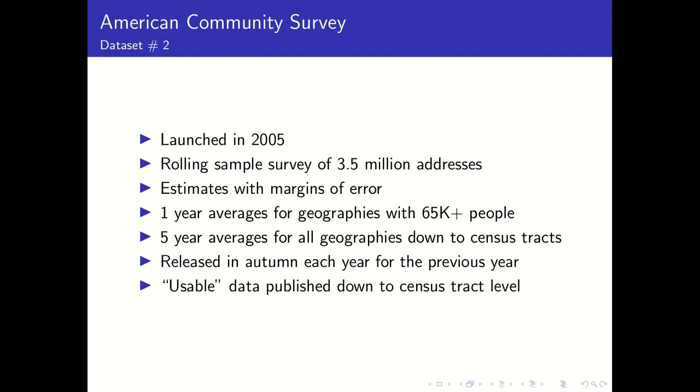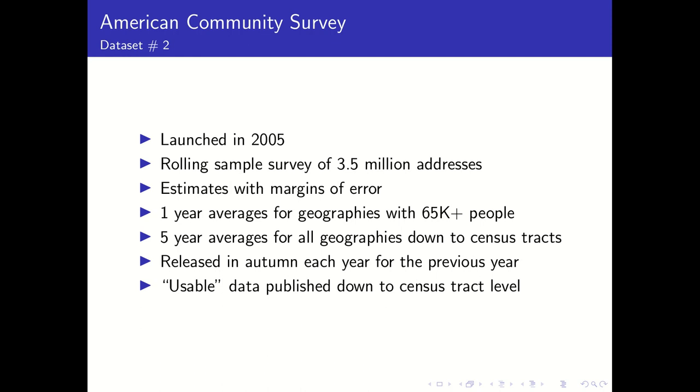There are two different series that are released. A one-year average is released for all geographies, or all places in the United States, regardless of what kind of place it is, that has at least 65,000 people or more. For any areas that are smaller than that, the Census Bureau publishes a 5-year average for all geographies down to the census tract level. Actually, they do publish data down to the census block group level, but it's not very reliable. We'll talk a little bit more about the census geography in a little bit. So you have 1-year averages for really big places, and then 5-year averages for everything else down to the census tract level. And the reason that they do this is that the size of the sample is just not large enough to produce reliable estimates on an annual basis for smaller places.